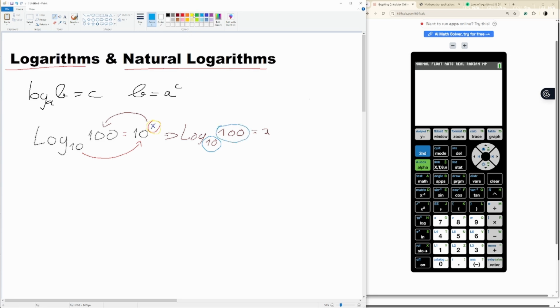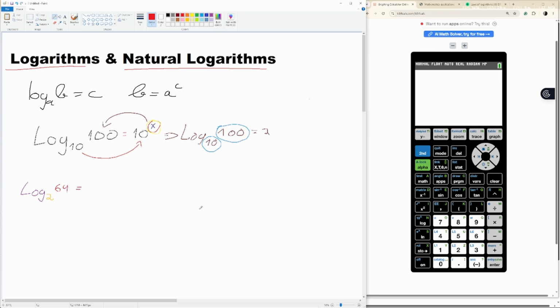So let's bring out another example as well. I think it could be more beneficial. Let me change the color. So log 2 of, and let's put here 64, and you want to get the answer.